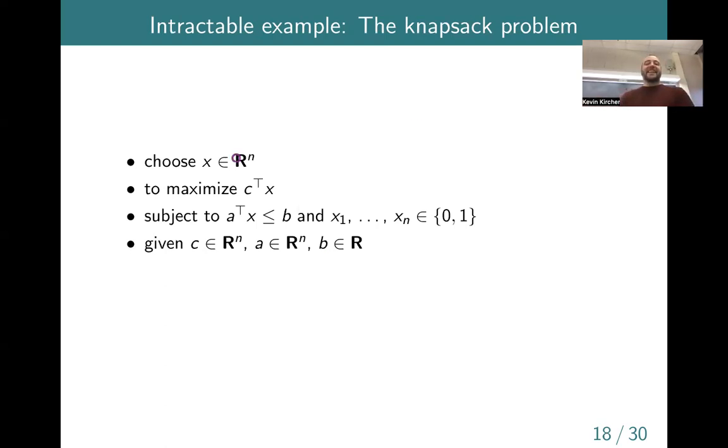But anyway, the idea here is we want to choose some n-dimensional variable, and we want to maximize a linear function of that variable. You can think of the elements of this vector c as being basically the value of something. And then we have a constraint that says a linear combination of these things has to be less than or equal to some number b.